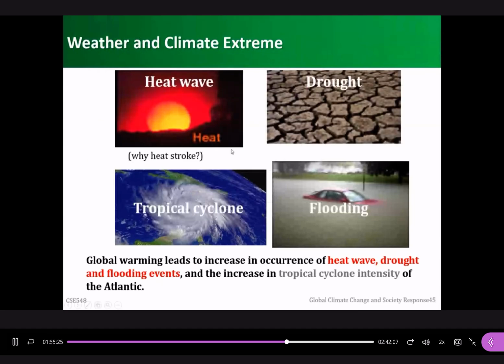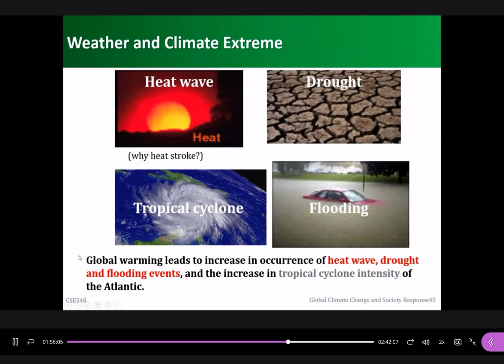So here it gives the typical extreme weather events: the heat waves. Just this summer, I think Hong Kong is suffering from a heat wave. It's quite a long heat wave. This summer is also quite hot. Then there are the drought, the flooding we mentioned previously, and the tropical cyclone. Not only the coastal cities but also the inner cities suffer from the tropical cyclone.